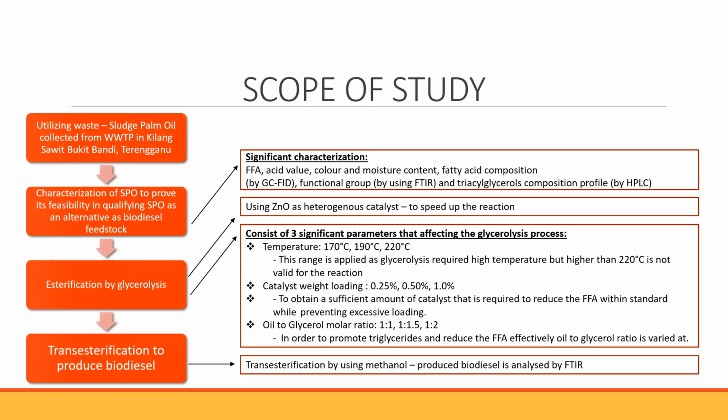So basically, this is the scope of study, where we will utilize the SPO waste that we collected from the treatment plant in Kilang Sawit Bukit Bandi, Terengganu, and we will characterize the SPO to prove its feasibility in qualifying SPO as an alternative biodiesel feedstock. And the third one is we will do the esterification by glycerolysis using zinc oxide, and we will do the trans-esterification to produce biodiesel.